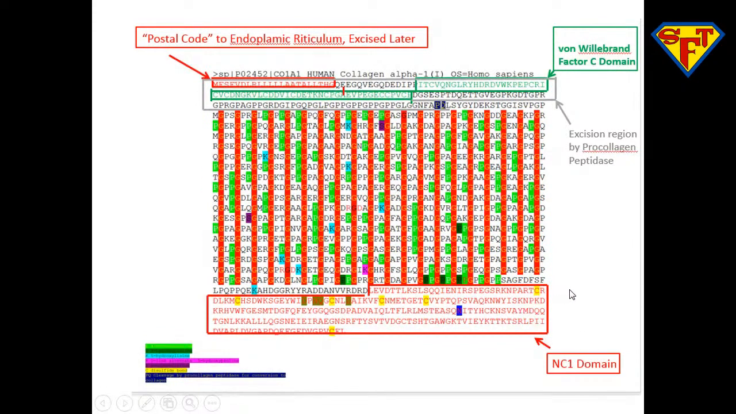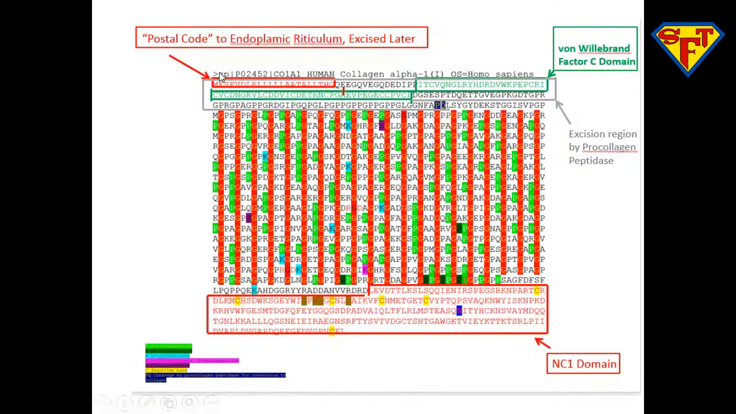So for anyone that wants to know where I got this graph from, I did it myself. One can go to the UniProt website and type in this identifier for the collagen 1A1 human collagen, and you'll get all the coordinates for everything. You can build a diagram like this from scratch. So even though I created the diagram, the data came from public domain sources.